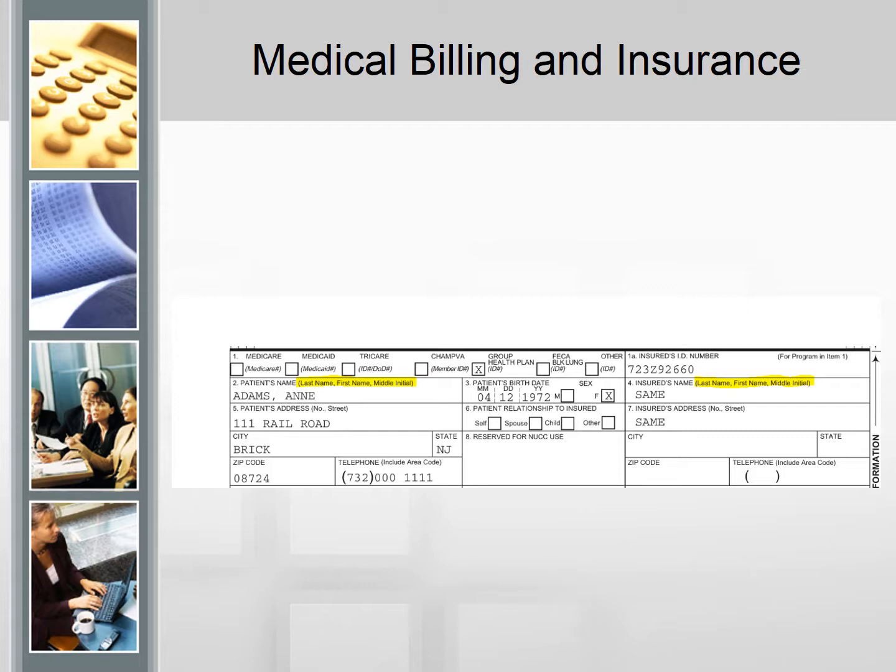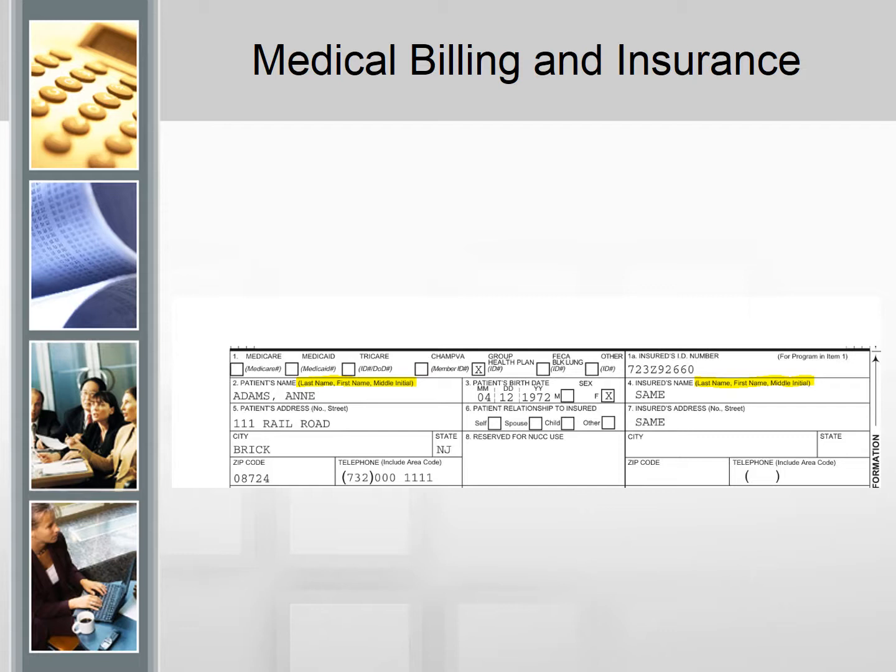In block 5, it's asking us for the patient's address. And once again, we want to type this according to how the boxes are listed. So we have the street number and name on the first line, then the city, the state, the zip code, and the telephone number. And notice that the parentheses are already provided for the area code.